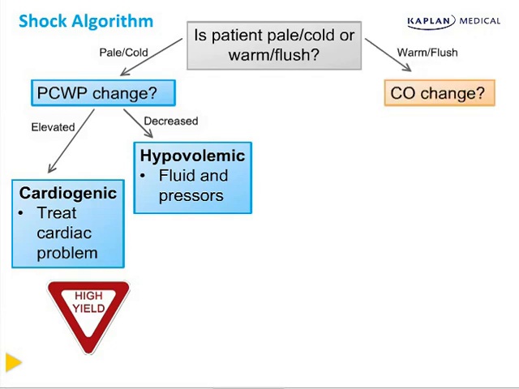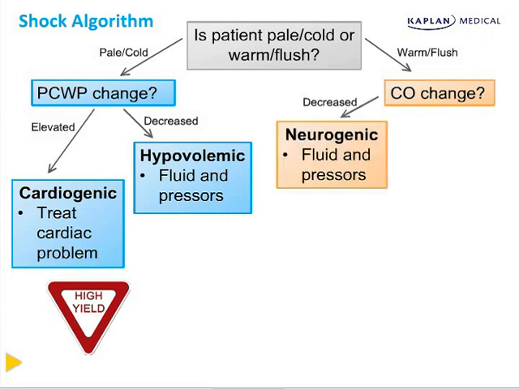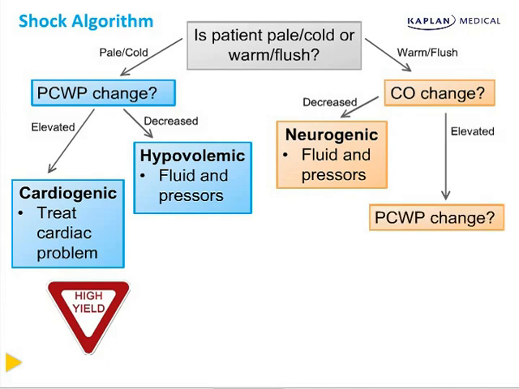Now, if the patient is described as warm or flush on initial exam, you are dealing with one of the three types of distributive shock and should next consider the cardiac output. If it is decreased, it means that the patient is experiencing neurogenic shock from a spinal cord injury and requires fluid and pressors to maintain the blood pressure. If the cardiac output is elevated, you again must rely on the wedge pressure for your final determination.